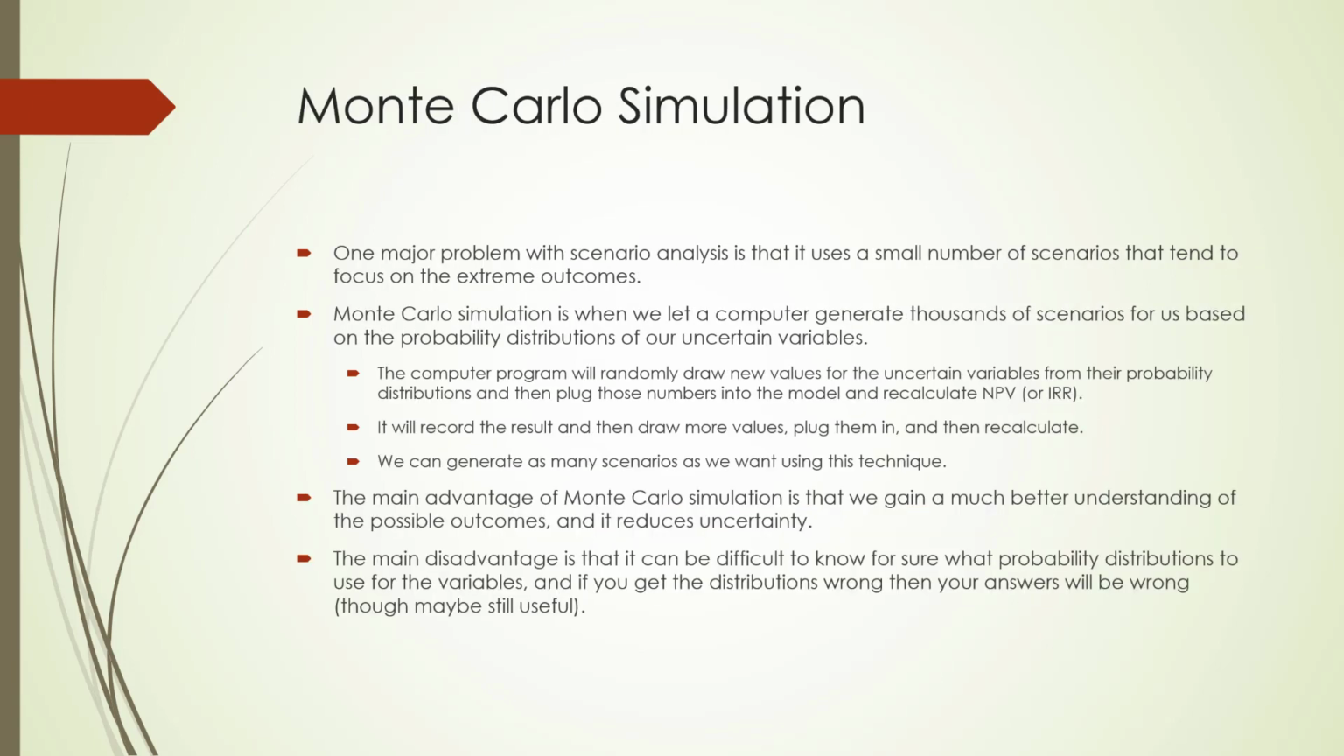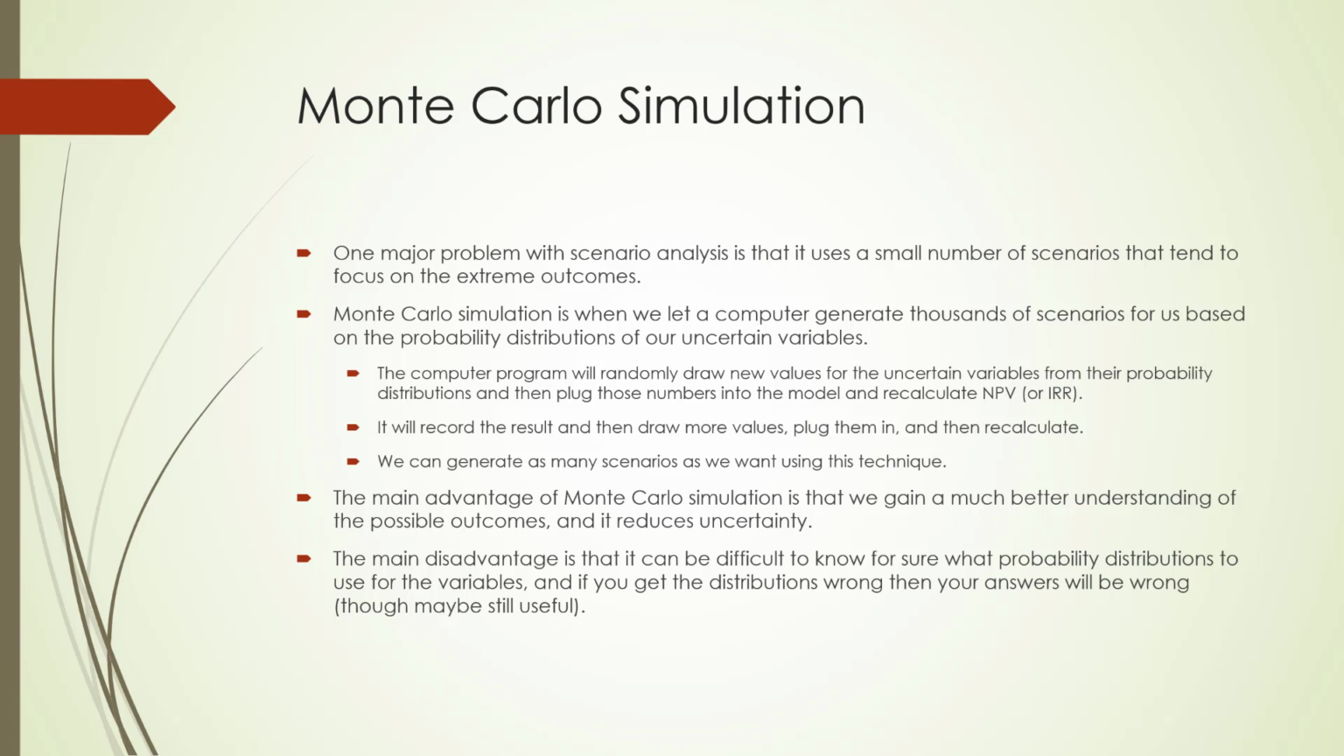Now, one of the problems with scenario analysis is that there's so few scenarios. So we're really looking at the extreme values, the very worst case and the very best case, both of which tend to be very unlikely. What Monte Carlo simulation does is it uses probability distributions for your uncertain variable, and then the computer draws random values from those probability distributions, and it plugs those into your model and calculates the NPV. And it does this maybe thousands of times. The advantage of this is that with so many scenarios, we have a much better understanding of the possible outcomes. And an added advantage is that it reduces uncertainty.